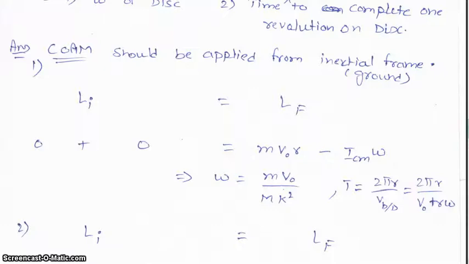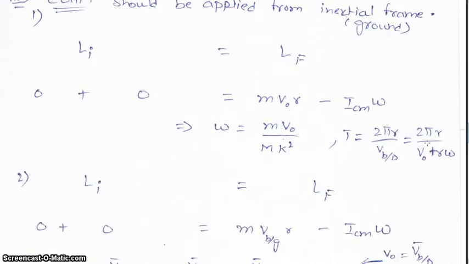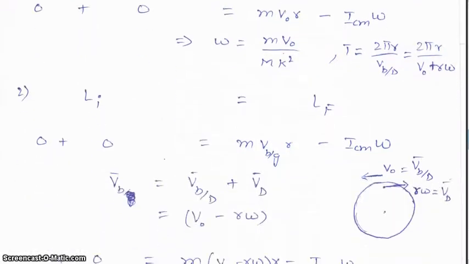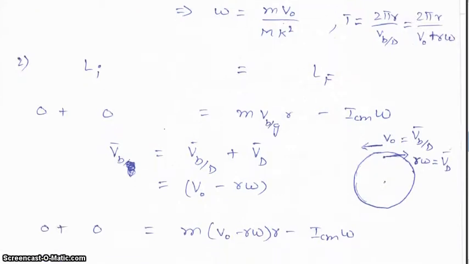The time will be 2 pi r, the distance covered by the boy on the disc, divided by the velocity of the boy with respect to the disc, which in this case is v0 plus r omega.